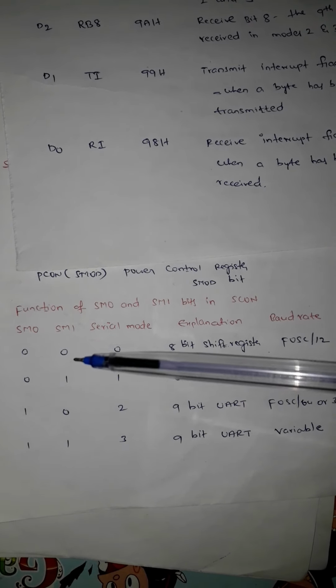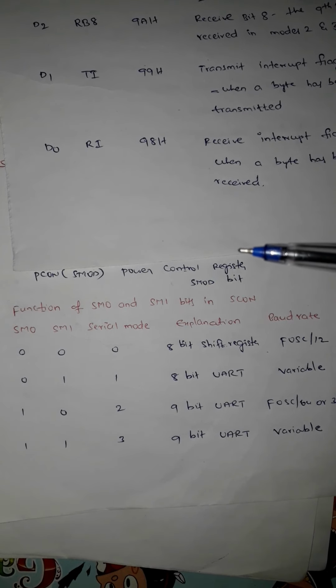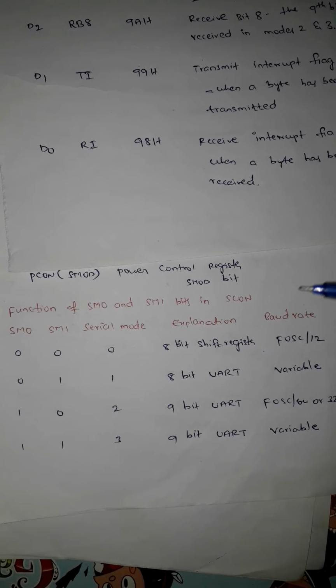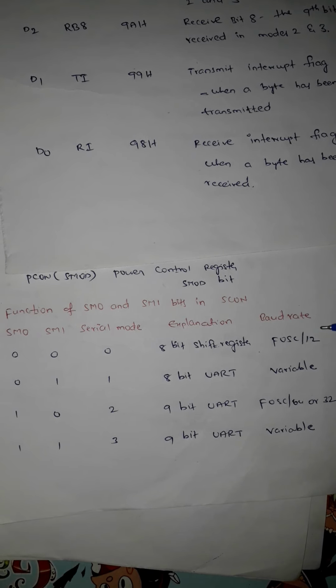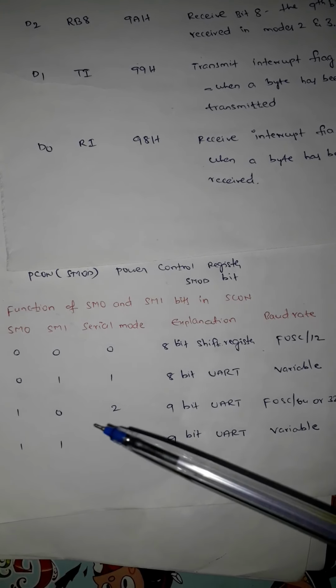If these bits are set to 0, 0, then serial mode 0 is selected. In mode 0, the serial port acts as an 8-bit shift register, and the baud rate at which the data is transmitted or received is the crystal oscillator frequency divided by 12.